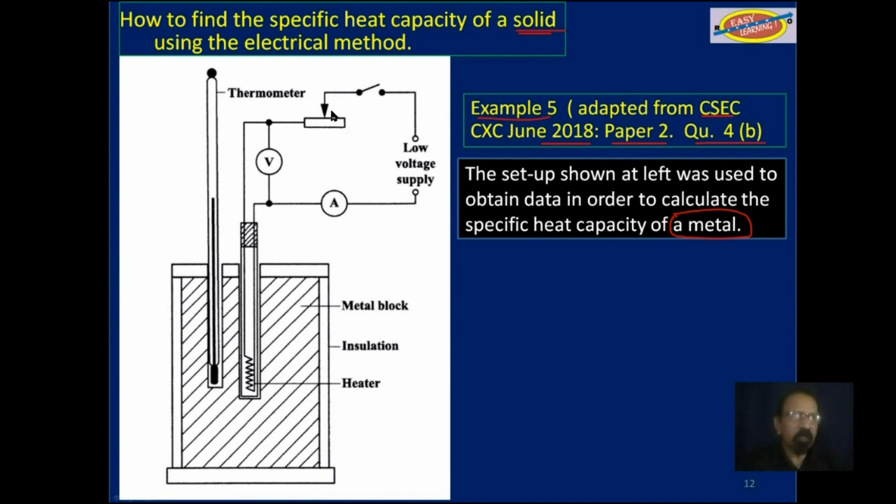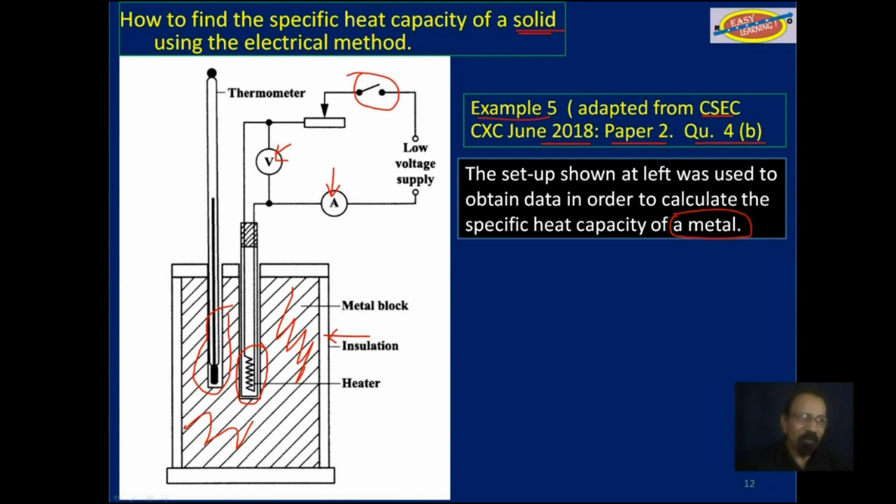And this is the setup. If you look at it carefully, you have a metal block here. You have insulation around the metal block. You have a heater in a hole in the metal block. You also have a thermometer here in another hole next to the heater. You have a voltage source, the voltage across here, we will be told, and the current, we will be told.